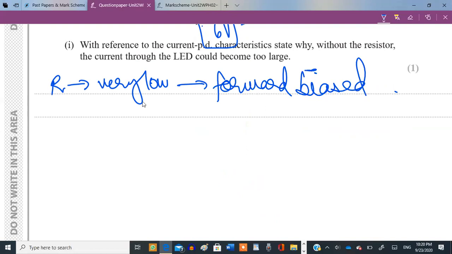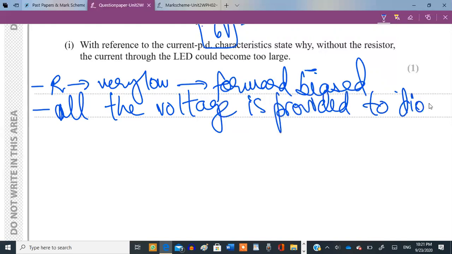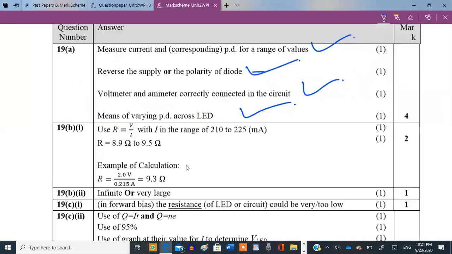And then all the voltage is provided to the diode. So current is going to be very large. Resistance is too low. That's the answer.